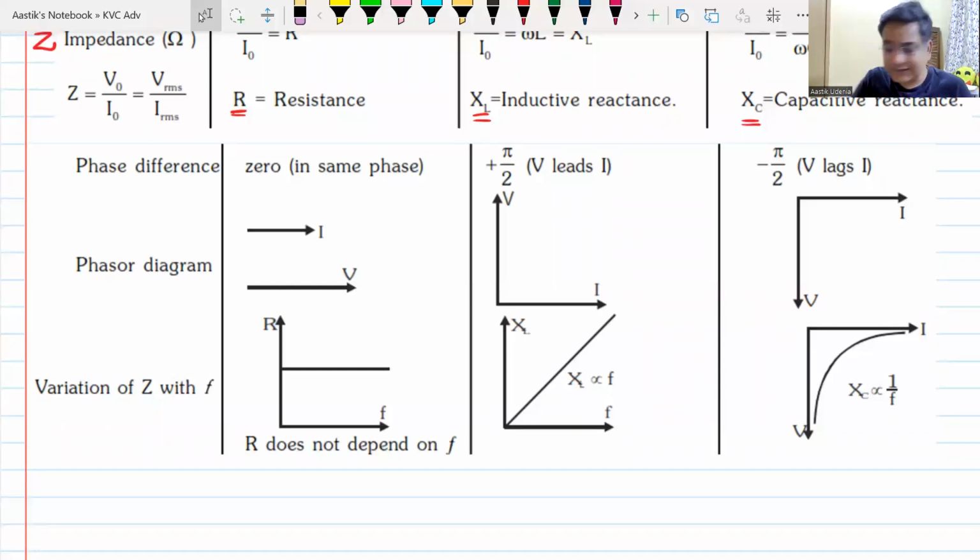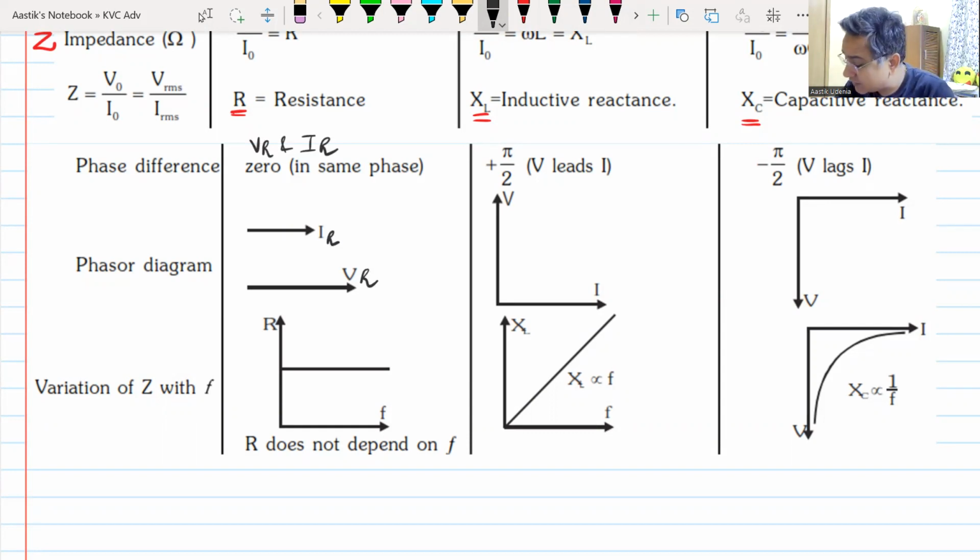Then this is the next part of this. In this, we see the other elements. The first element that we see is phase difference. Phase difference between VR and IR. They are in the same phase. Do we understand this? Yes, sir.